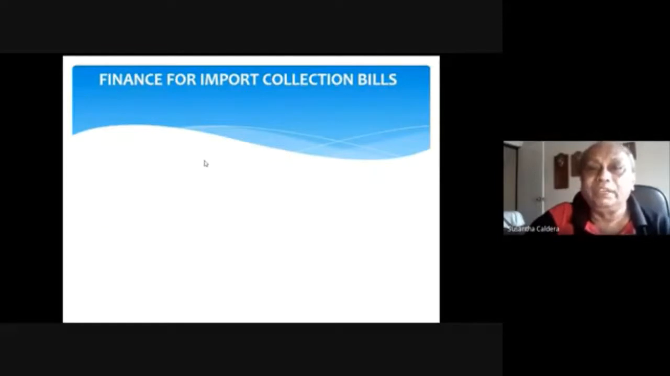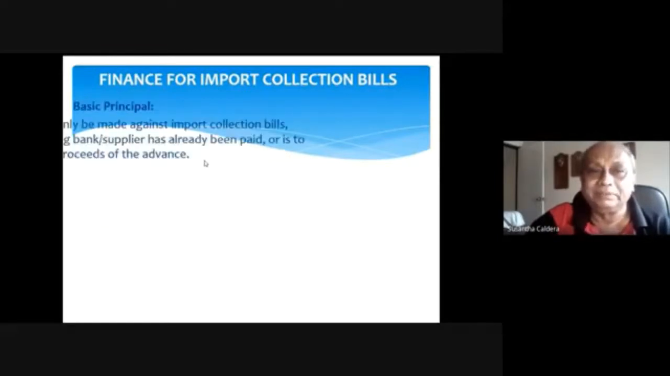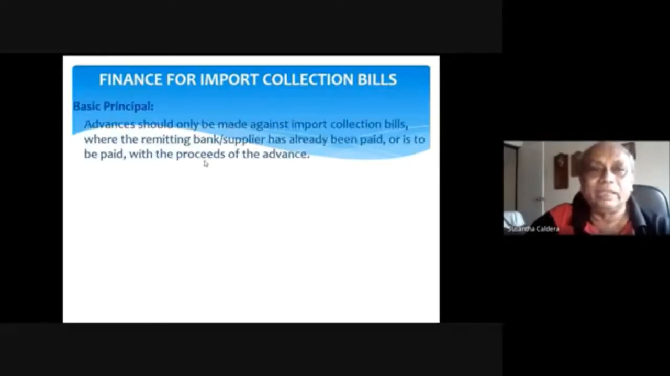Finance for import collection bills. Basic principle: advances should only be paid against import collection bills where the remitting bank supply has already been paid or is to be paid with the proceeds of the advance. Finance for import collection bills.